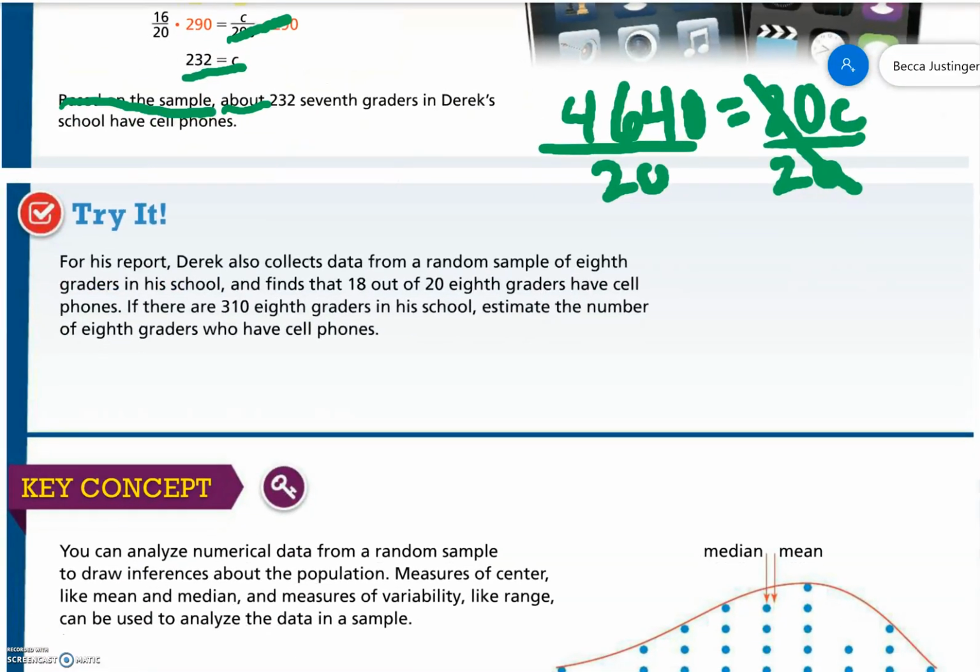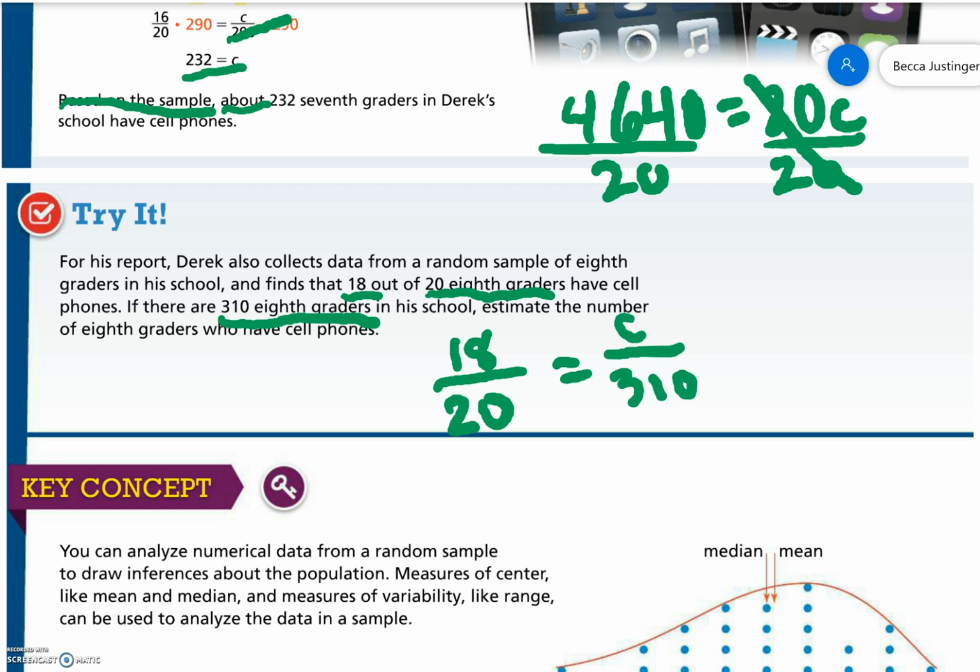Let's try it. For his report, Derek also collects data from a random sample of 8th graders in the school. He finds that 18 out of 20 8th graders have cell phones. If there are 310 8th graders in his school, estimate the number of 8th graders who have cell phones. So we have 18 out of 20 is equal to, we don't know how many 8th graders have cell phones, but we know there's 310 total.